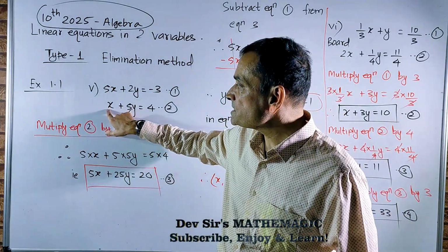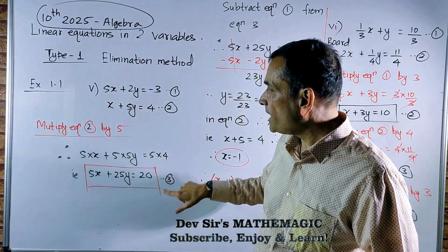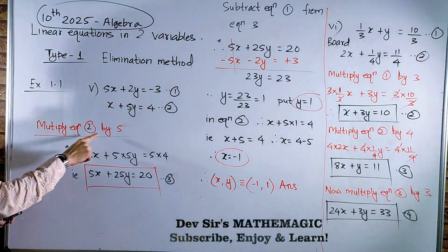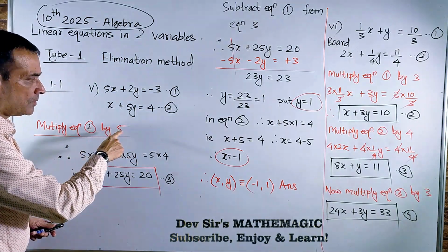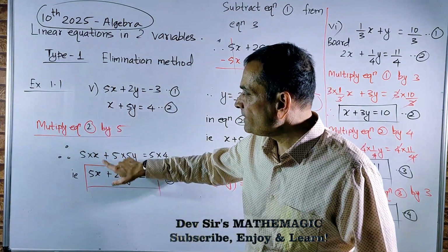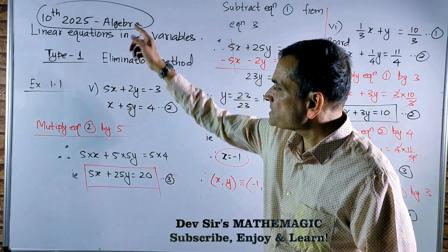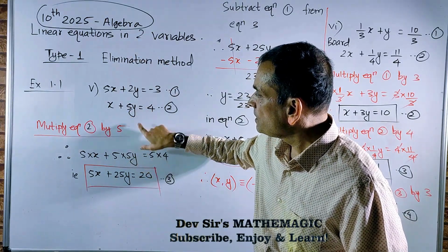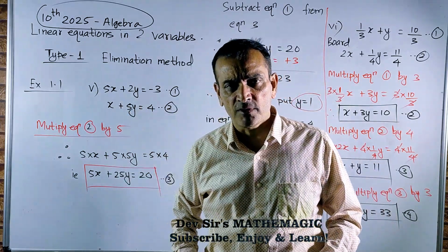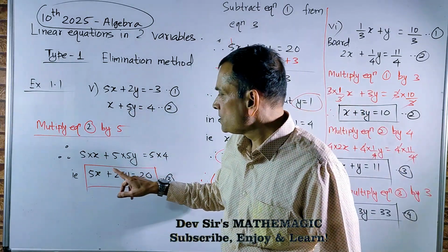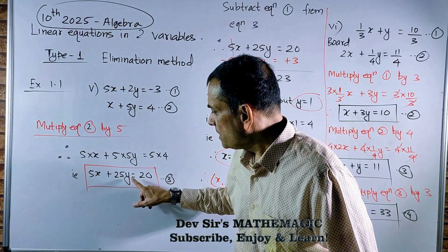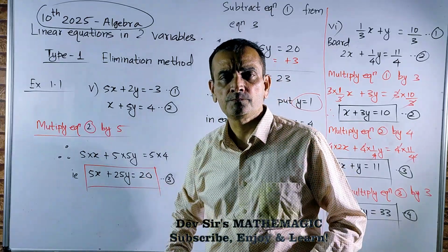How do I get 5x here? By multiply equation 2 by 5. Multiply equation 2 by 5. So 5 into x plus 5 into 5y is equal to 5 into 4. Each term multiply by 5. So 5x plus 25y equal to 20.